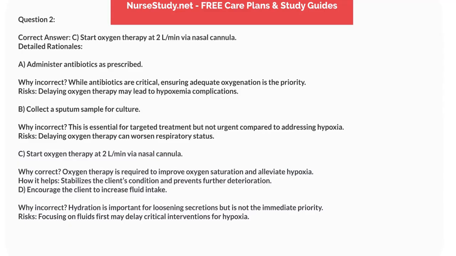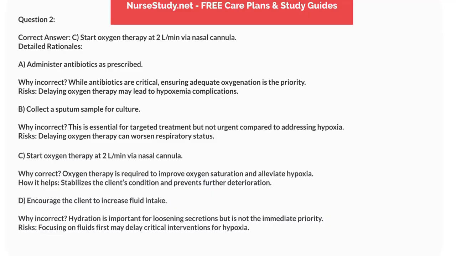Detailed rationales. A. Administer antibiotics as prescribed. Why incorrect? While antibiotics are critical, ensuring adequate oxygenation is the priority. Risks: delaying oxygen therapy may lead to hypoxemia complications. B. Collect a sputum sample for culture. Why incorrect? This is essential for targeted treatment but not urgent compared to addressing hypoxia. Risks: delaying oxygen therapy can worsen respiratory status.